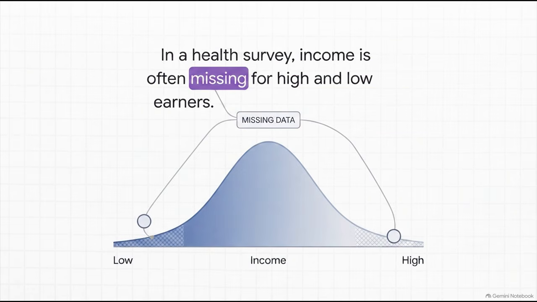Let's make this super concrete with a classic example. Imagine we're looking at a large health survey that collects demographic and income data. Often in these kinds of scenarios, the income fields are left blank way more frequently by very high earners and very low earners. But why? Well, it could be privacy concerns, the complexity of their wealth, or maybe social stigma. The point is, the blank space is telling you something vital about human behavior. The missingness itself is a really strong signal.